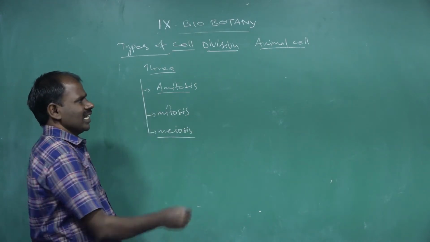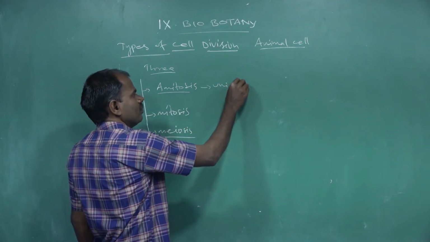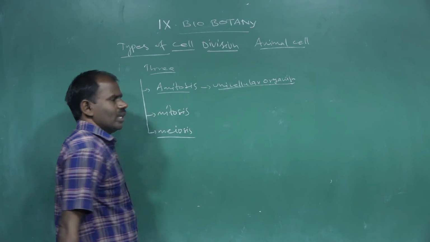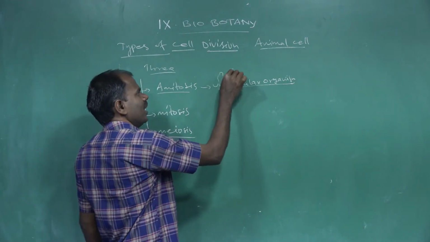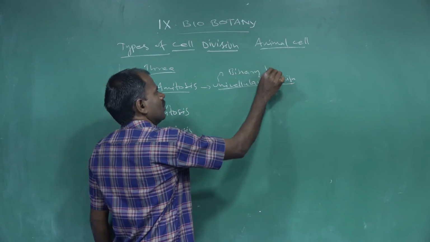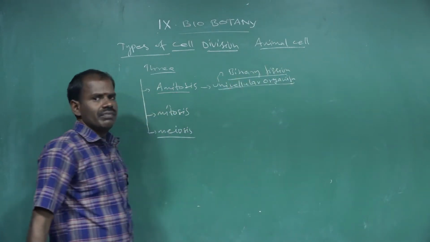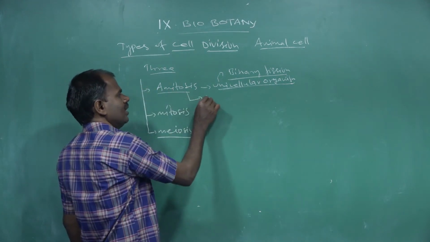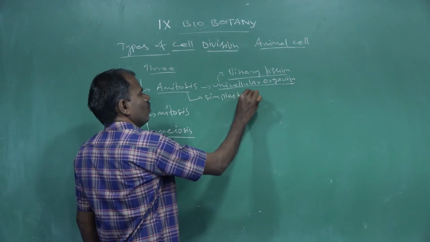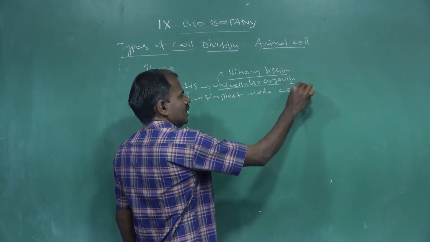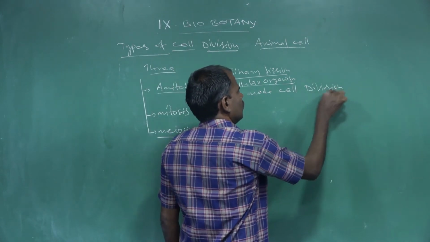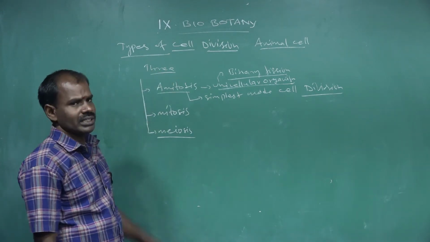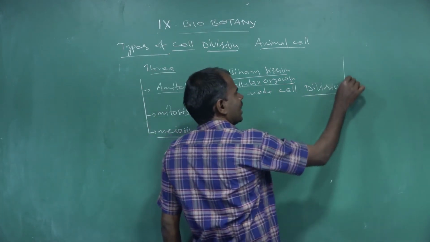Amitosis occurs in unicellular organisms, through the process of binary fission. This is the simplest mode of cell division. Which one is the simplest mode of cell division in animal cells? The first, amitosis. Amitosis is also called direct cell division.